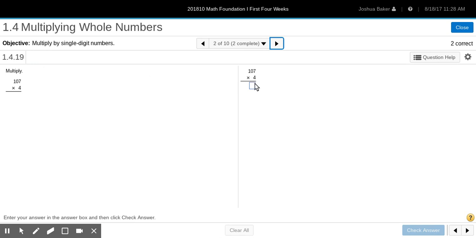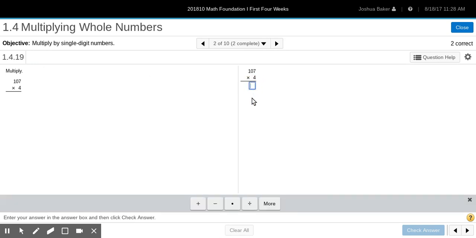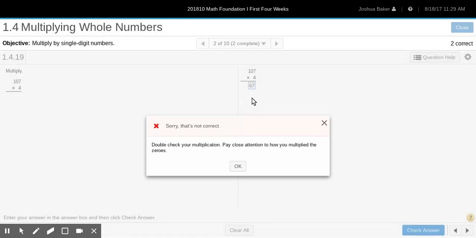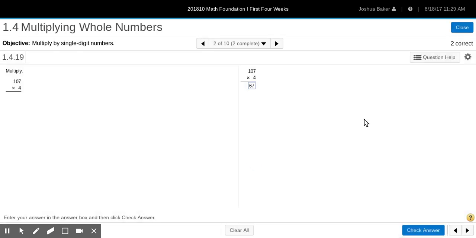So multiply 107 times 4. I'm going to get this one wrong. So double check your multiplication. Pay close attention to zeros. All right. Don't worry about all that stuff. If I need help on this one, there is question help here, which is help me solve this, view an example, and ask my instructor. So you can use all of those accordingly.